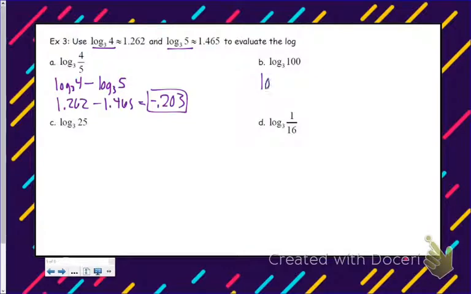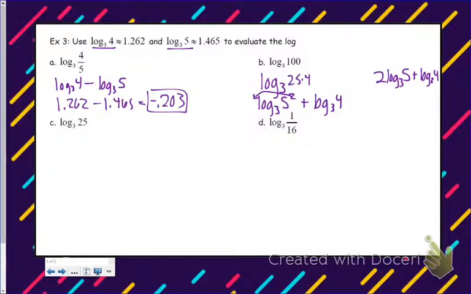Okay, so let's think of how we can get log base 3 of 100. Well, log base 3 of 100 would be the log base 3 of 25 times 4. So log base 3 of 25, that's the same thing as log base 3 of 5 squared, plus log base 3 of 4. 5 squared, I can move the 2 to the front, so now I have 2 log base 3 of 5 plus log base 3 of 4. So now I can replace those values. So this is 2 times 1.465 plus 1.262, which gives me 4.192.